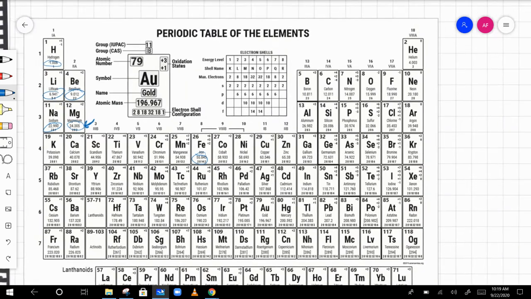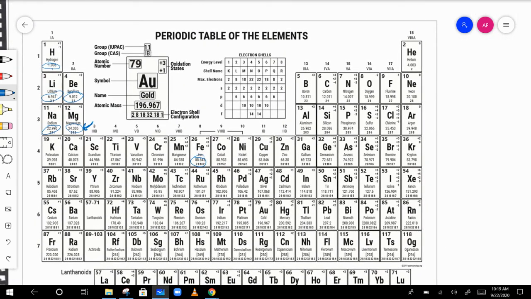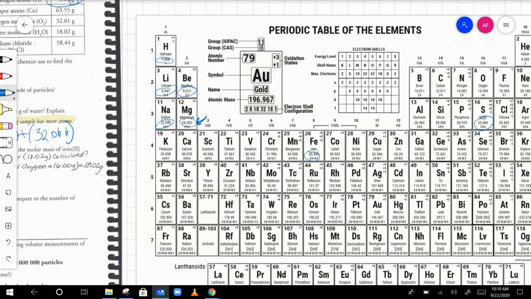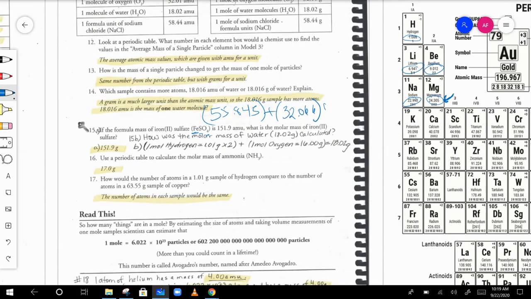Sulfur is 32.066. And oxygen is 16, or 15.999, and we have 4 of them. Sorry, 15.99. So if we do all that, we should get this 151.9 AMU. Okay, so that would be the molar mass of this compound.